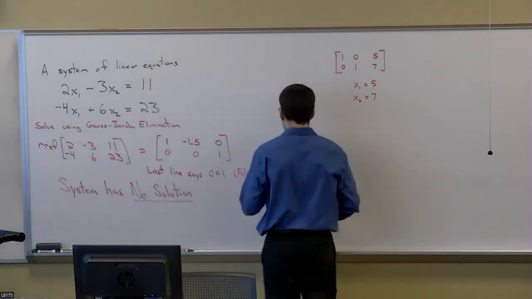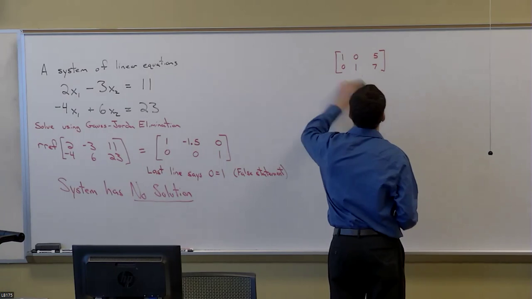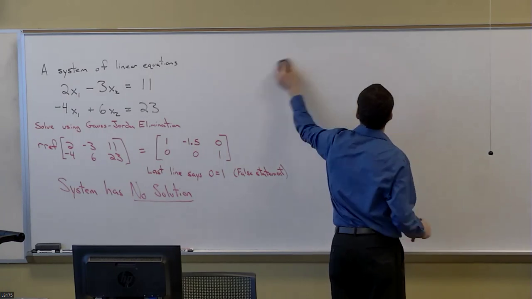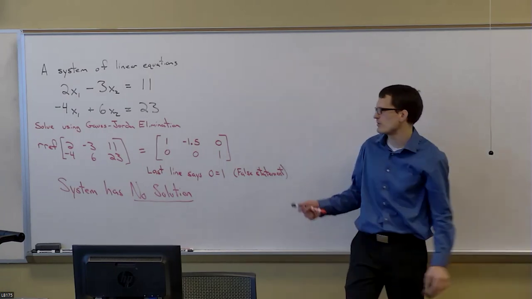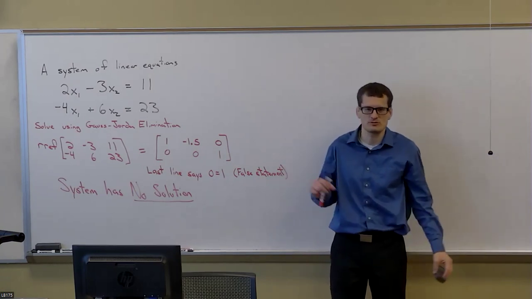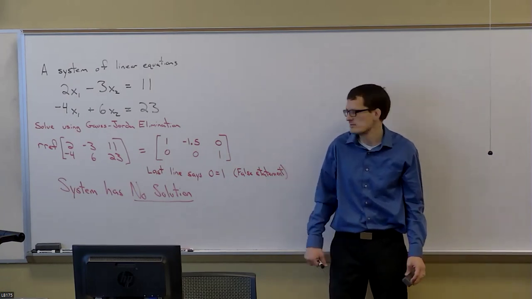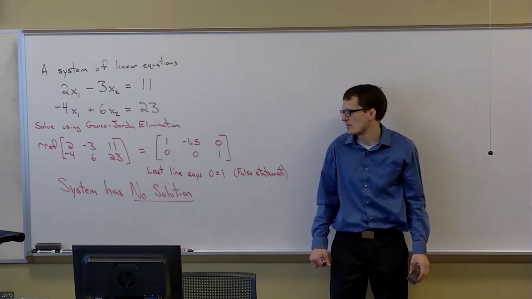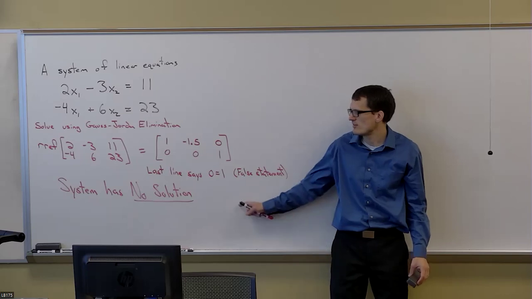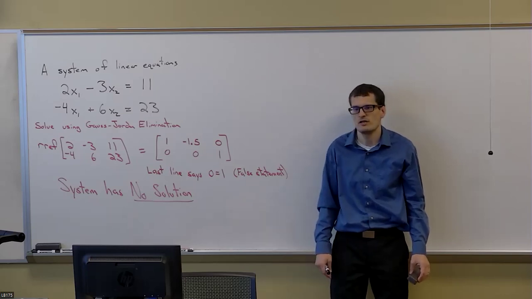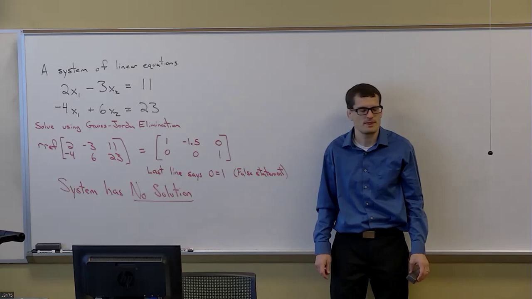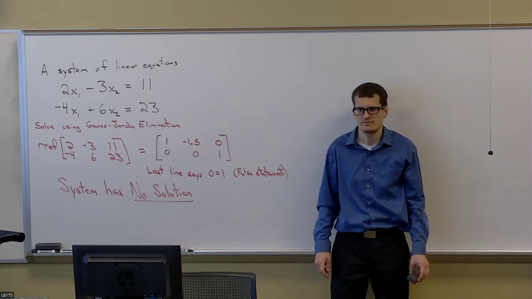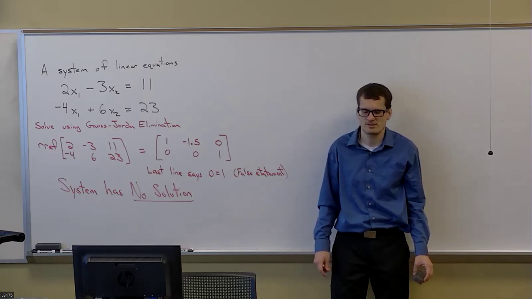But if any row gives us a false statement, and the only way you get false statements with row reduced echelon form is if you had 0 equals 1 or 0 equals something else, then this system is one with no solution. So that's the other method. That's what it looks like to have no solution. That makes sense. There you go.